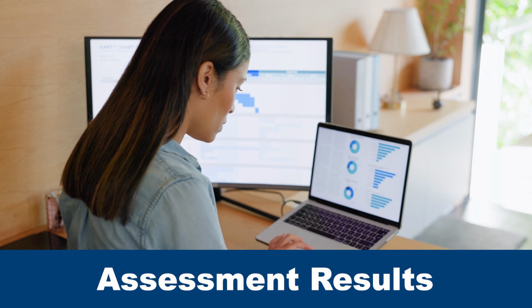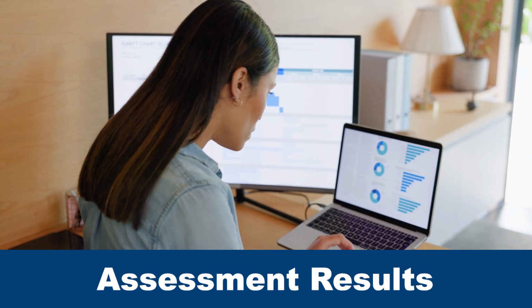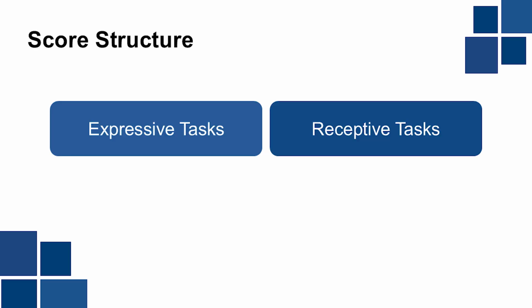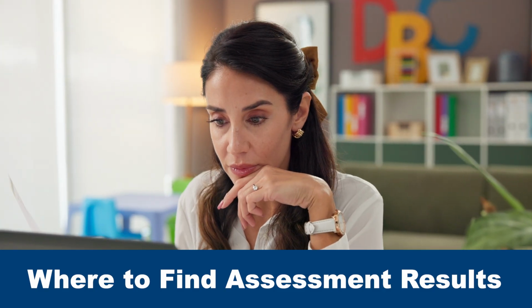Let's shift gears and talk about how results are reported for the Summative Alternate ELPAC. For the Summative Alternate ELPAC, we have the expressive and receptive task types. These combine into an overall score, which will fall into one of 3 levels. These levels are Fluent English Proficient, Intermediate English Learner, and Novice English Learner. Let's look at where to find assessment results.